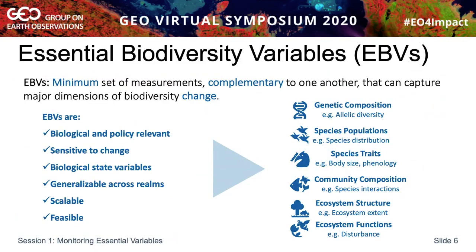Those EBVs are organized around 6 classes that cover all levels of organization of biodiversity: the genetic composition, species populations, species traits, community composition, ecosystem structure, and ecosystem function.